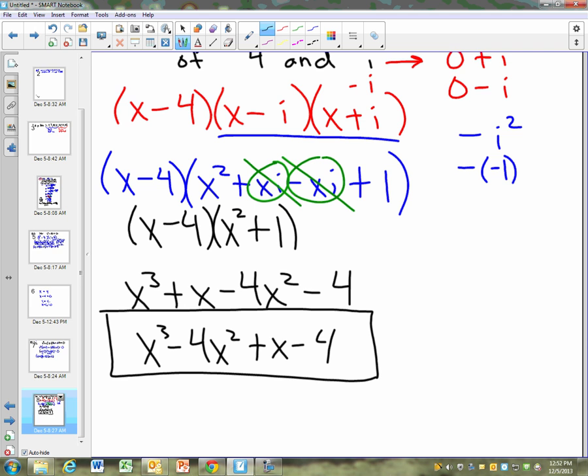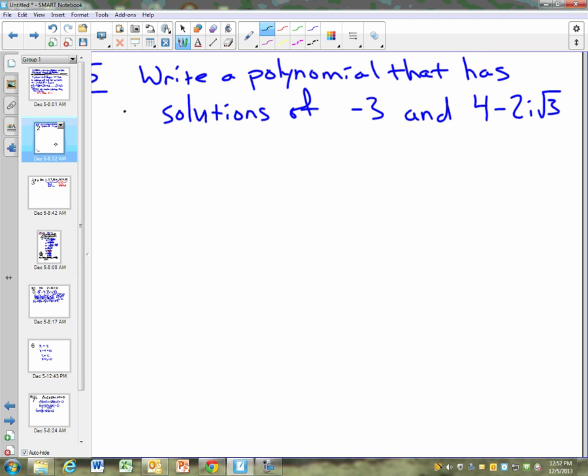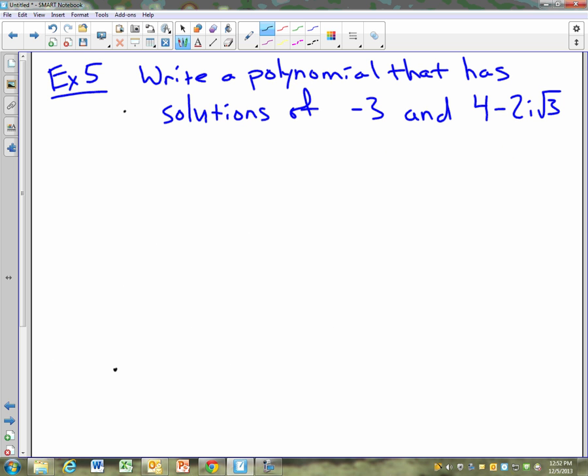I know what you're thinking now. You're thinking, Mr. Gens, that was too easy. We want to be challenged. Okay. Last example. Write a polynomial that has solutions of negative 3 and 4 plus 2i roots of 3.